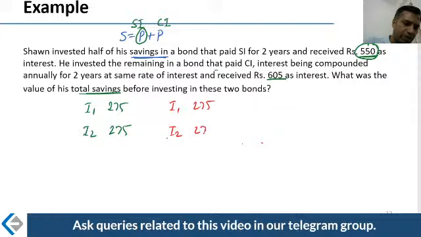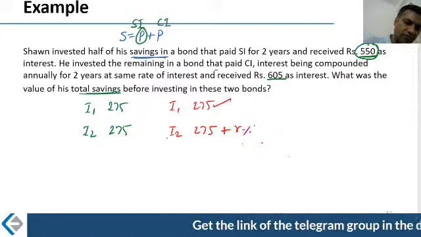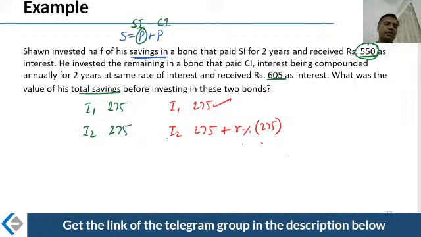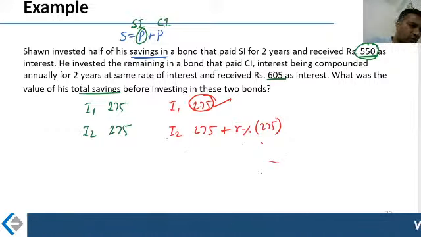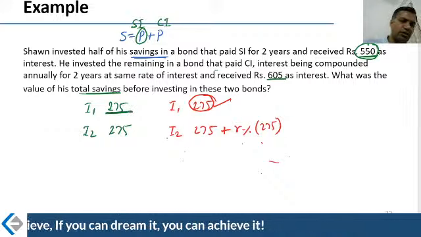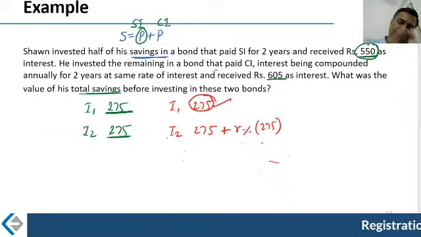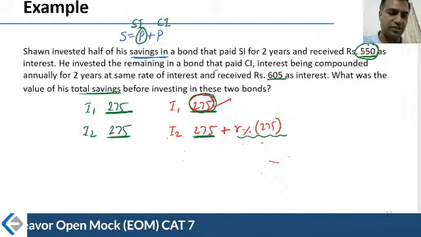Here also 275, here also 275, but the interest for the second year has R% of the interest for the first year added to it. Why? Because this 275 is R% of the principal. Neither do I know the principal nor R%, but I know R% of principal is 275. What is this extra you get? R% of whatever interest you got in the first year, that gets added up.